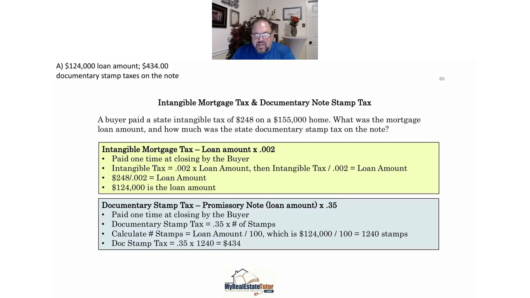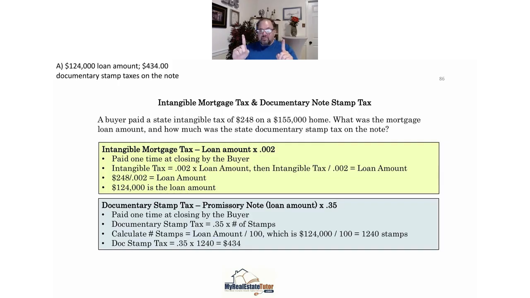Buyer paid the state intangible tax of $248 on $155,000. What was the mortgage loan amount, and how much documentary stamp tax was paid? So we have to figure out a loan amount and then the tax. If the formula is intangible tax equals 0.002 times the loan amount, then to figure out the loan amount, I divide the intangible tax by 0.002. So the tax was $248 divided by 0.002. My loan amount is $124,000. So that's one answer in answer A: $124,000, the loan amount.